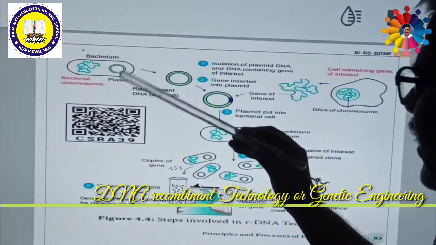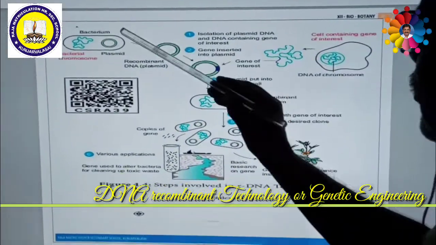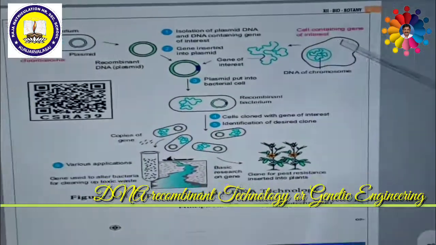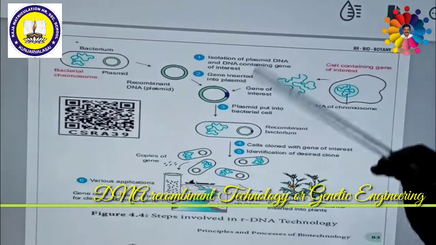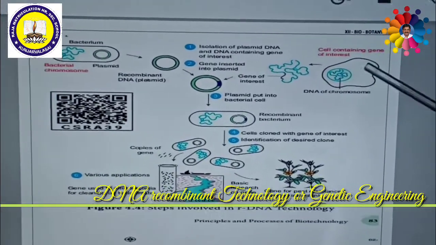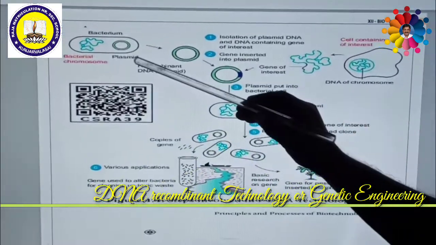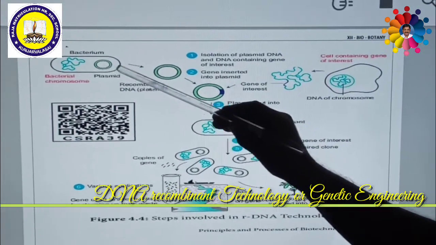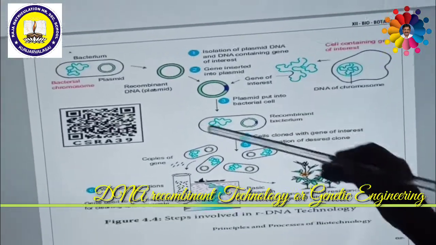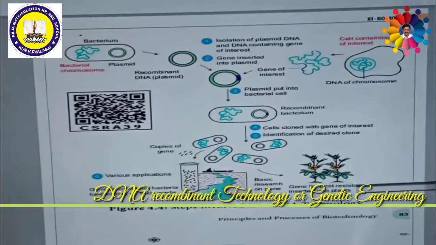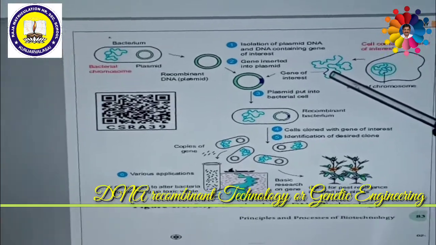This plasmid is needed to insert the gene of interest. So the plasmid is going to be cut. Similarly, the gene of interest is also going to be cut with the help of an enzyme called restriction endonuclease. With the help of restriction endonucleases, we can cut the gene of interest. Similarly, we can cut the plasmid as well. So the plasmid is isolated. After isolation of this plasmid, we can cut it at a specific site with the help of restriction endonuclease. Then the gene of interest is also cut with the same enzyme.